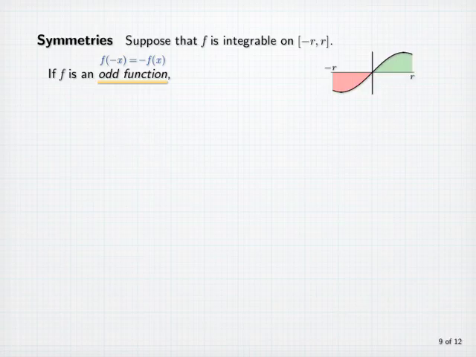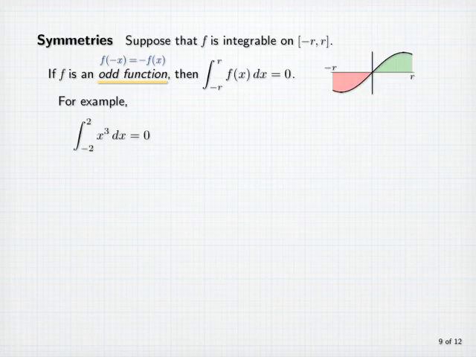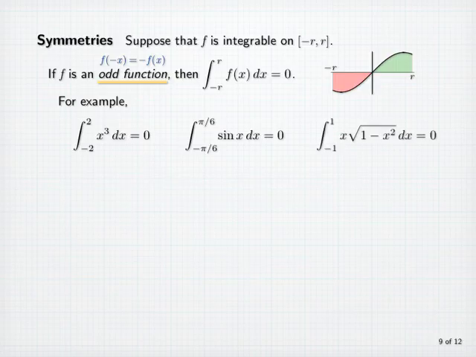Therefore, the integral from minus r to r of any odd function must equal 0. For example, the integral from minus 2 to 2 of x cubed is 0 because x cubed is an odd function and the interval over which we're integrating is centered at 0. Also, the integral from minus pi over 6 to pi over 6 of sine x dx will be equal to 0 since sine is an odd function. The integral from minus 1 to 1 of x times the square root of 1 minus x squared dx will also equal 0 since we're integrating an odd function over an interval centered at 0.